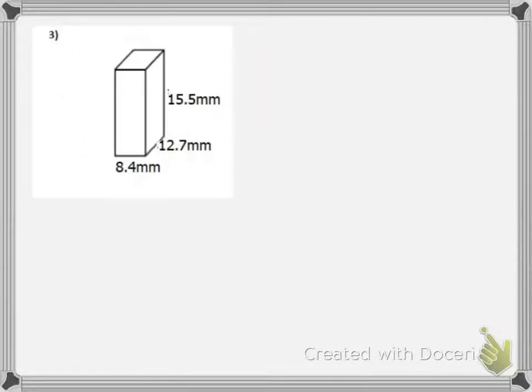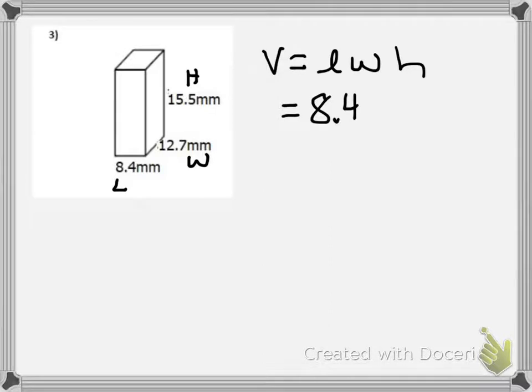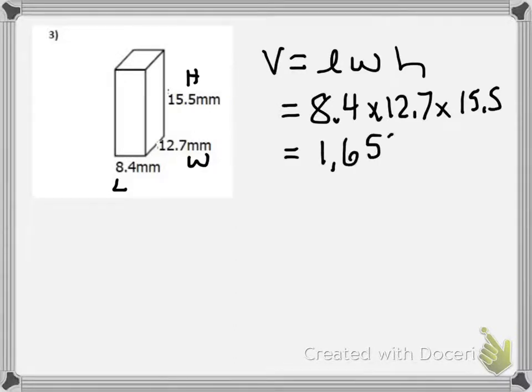Number 3. So we have a length of 8 4/10, a width of 12 7/10, and a height of 15 5/10. So we're going to multiply those three together. And when you multiply those together, it gives you a product of 1,653 and 54 hundredths millimeters cubed.